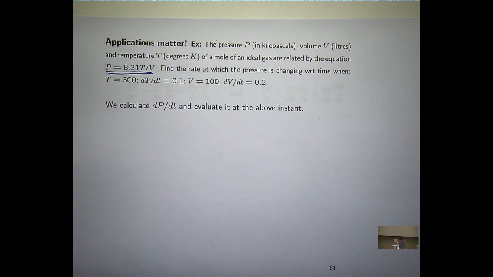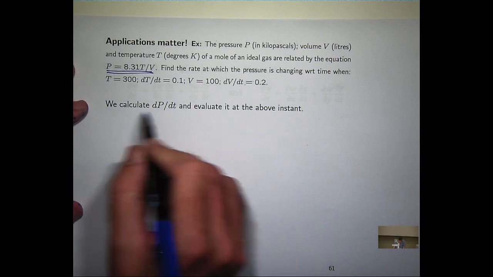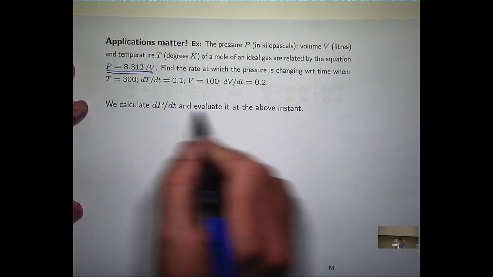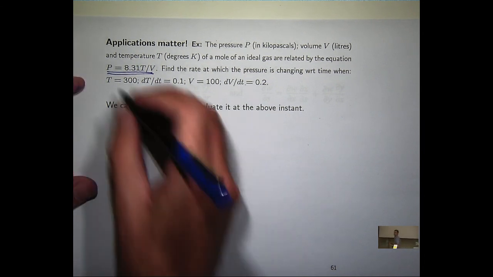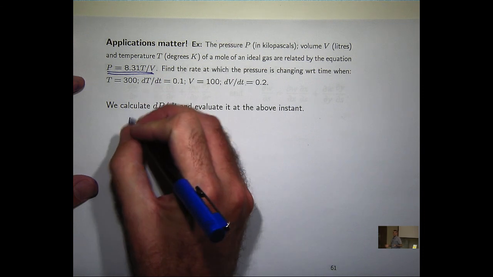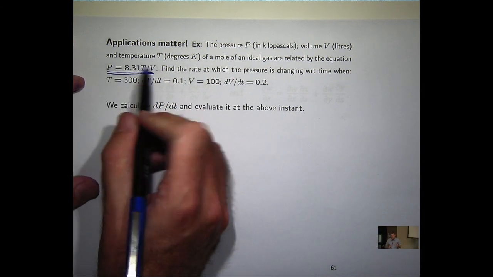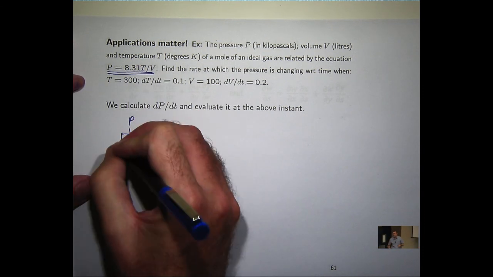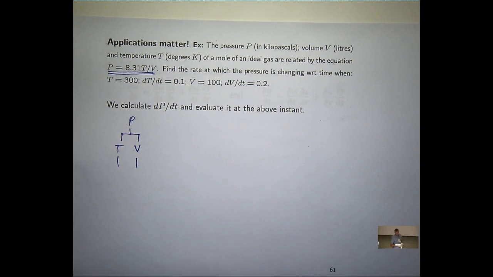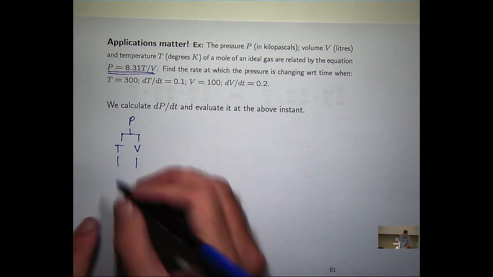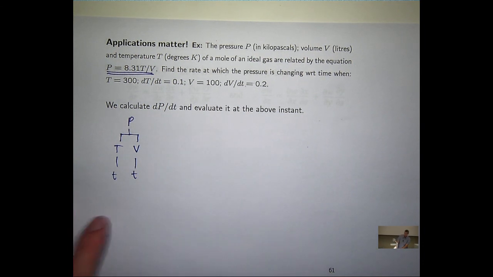So, as I've listed, we want to calculate the derivative and evaluate it at the above instant. So here, again, we can just go through and look at the dependencies. P depends on big T and V. Now, this is interesting. I'm going to claim that big T and big V depend on time, little t.